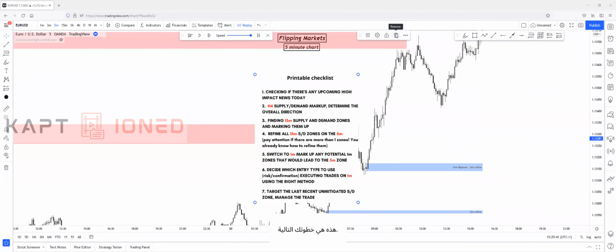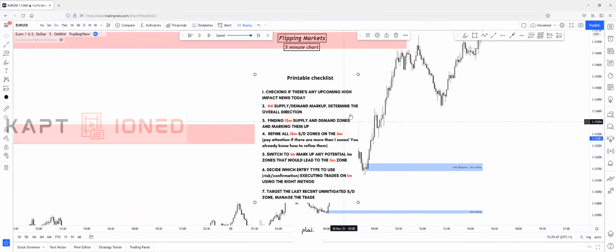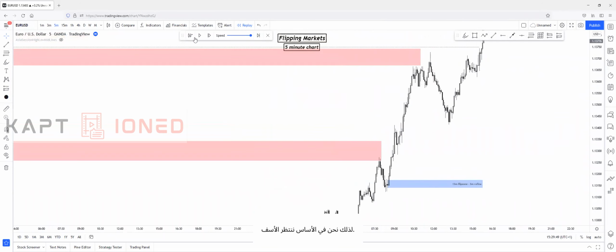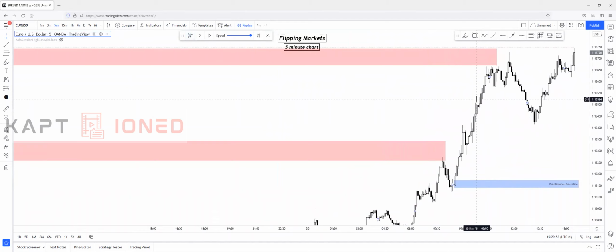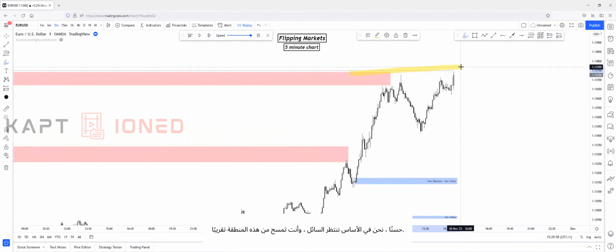Okay, so let's do the next step. As you can see, it switched to the 1 minute chart. Mark up any potential 1 minute zones that could lead to the 5 minute zones. Okay, so basically I just replay the price. We are waiting for the liquidity sweep from above this region.